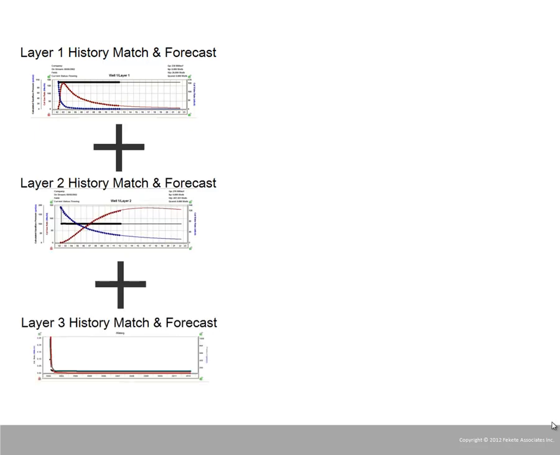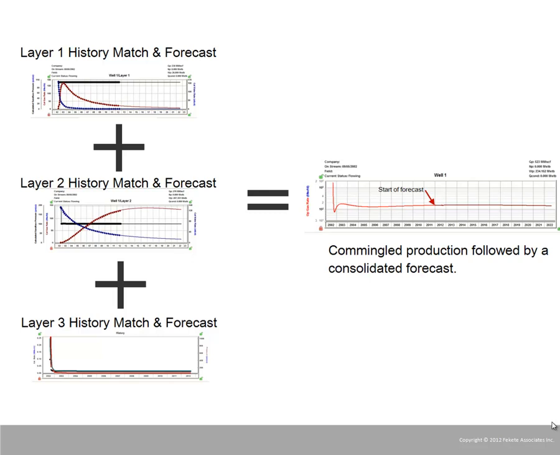So the overview is, for each layer, we can take commingled rates, enter some allocation factors, and determine what the rates and therefore the pressures are for each layer. We can then history match and forecast that layer, and do that for as many layers as we have in our well. Taking all the forecasts together and adding them results in a commingled forecast at the well level.